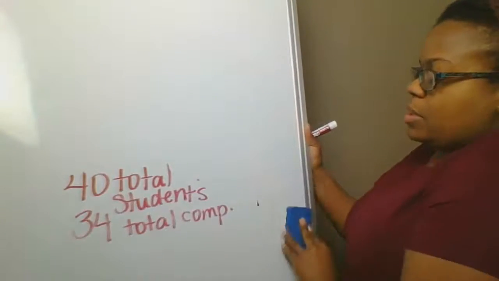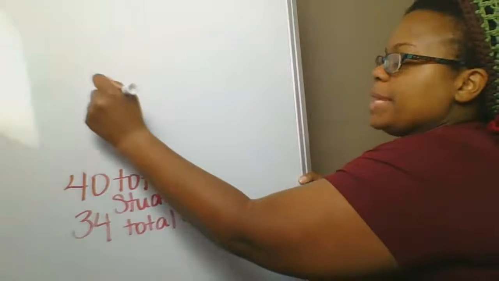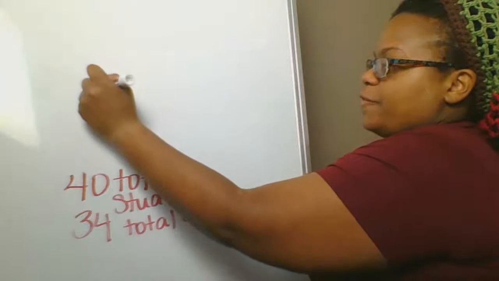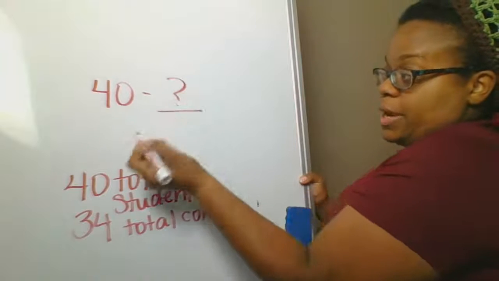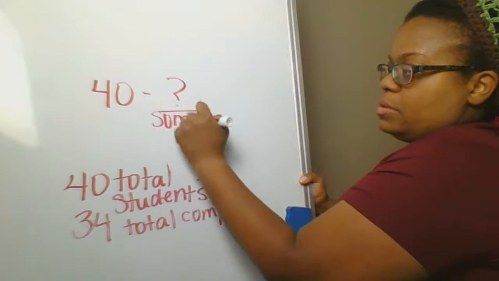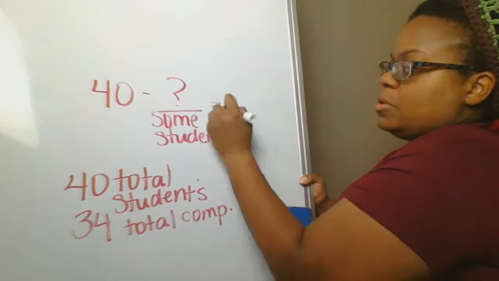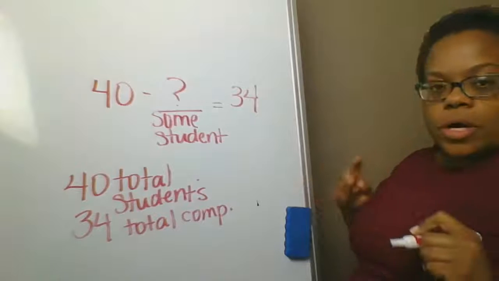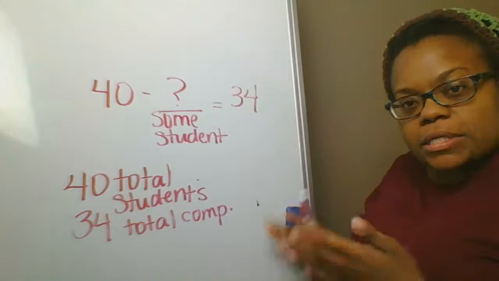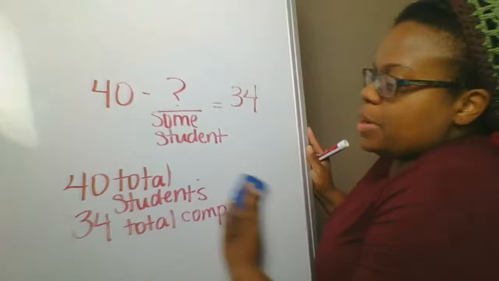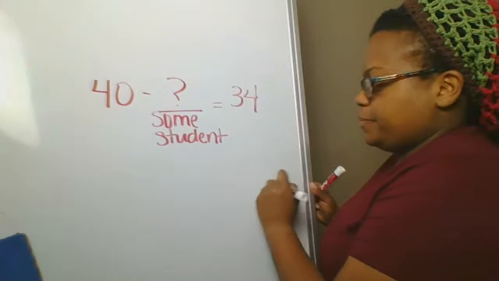All right. So I'm going to go ahead and get me some new clean space. So I'm going to make an equation. I have 40 minus some students, right? Will equal the 34 computers that I have. So I need to figure out, well, how many of those students do I need to take away in order to pair them up with a neighbor? So I'm going to go ahead and make my number line.